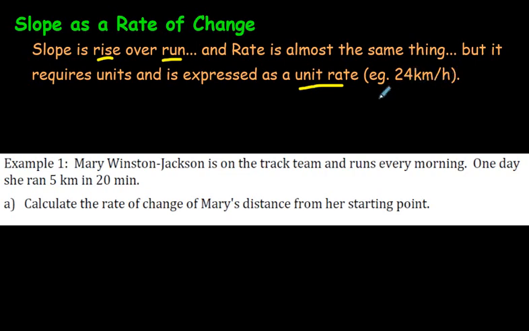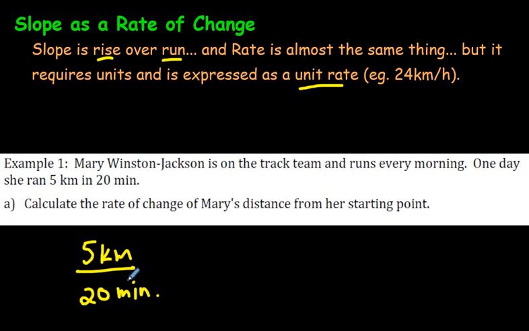You take the top and, well, I'll show you. Let's do that down here. Mary Winston Jackson is on a track team and she runs every morning. One day she ran 5 kilometers in 20 minutes. She ran 5 kilometers, okay, in 20 minutes. Now, this is not a unit rate because the minutes is 20 here.